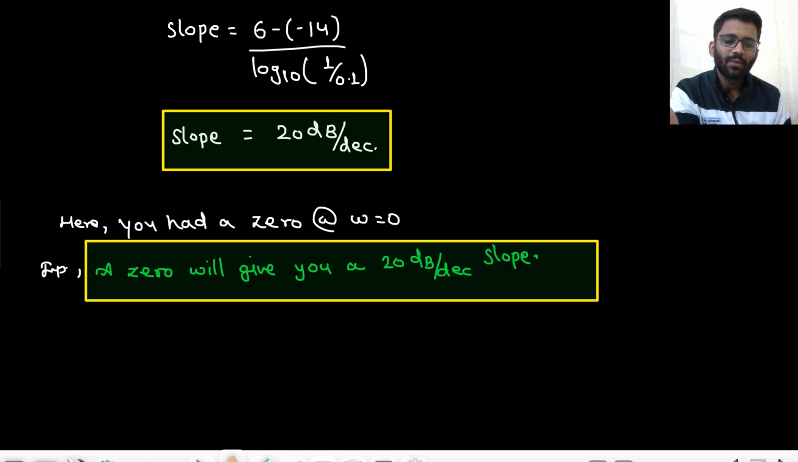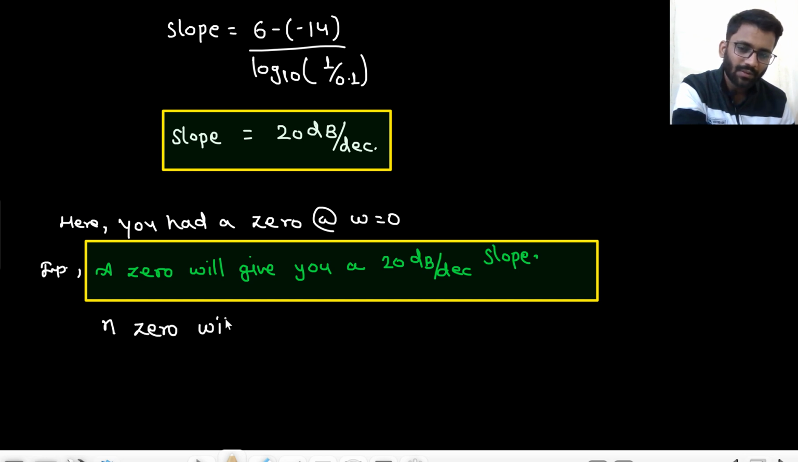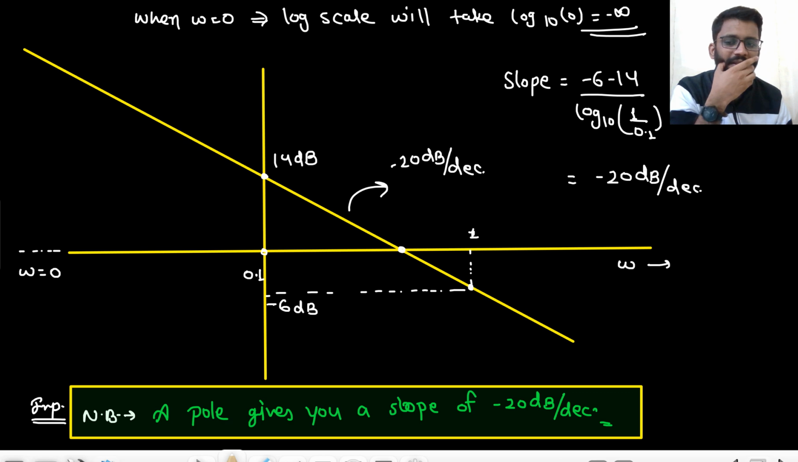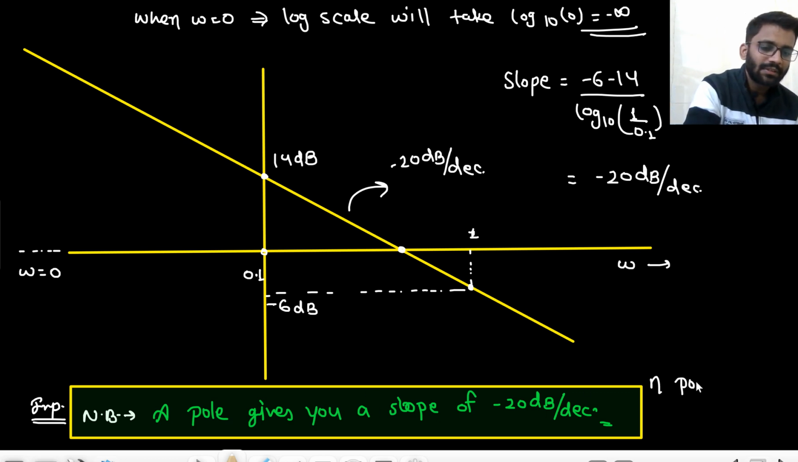I would like to add one more point here. One zero will give you a 20 dB per decade slope, N zeros will give you a 20N dB per decade slope. And similarly, a pole gives you a slope of minus 20 dB per decade. Similarly, N poles give minus 20N dB per decade slope.